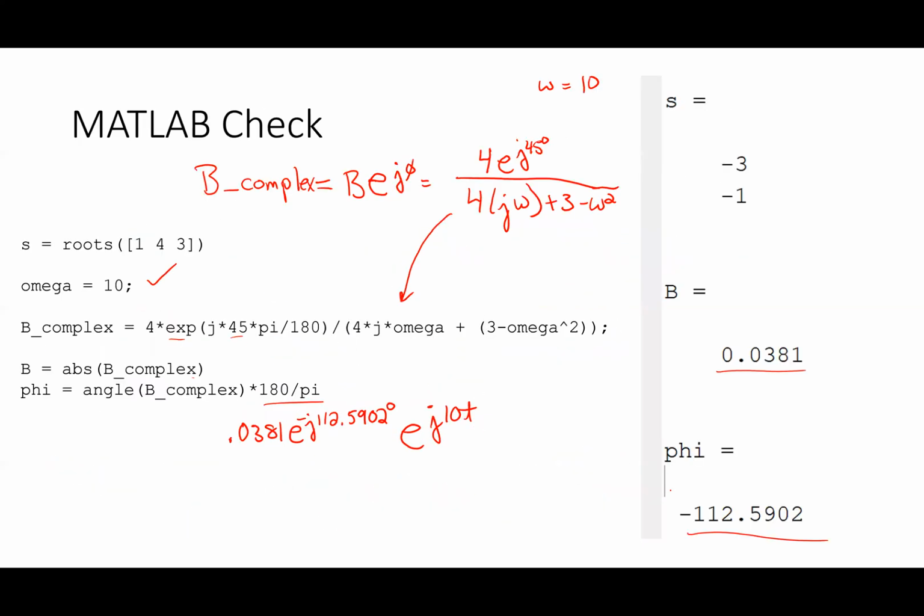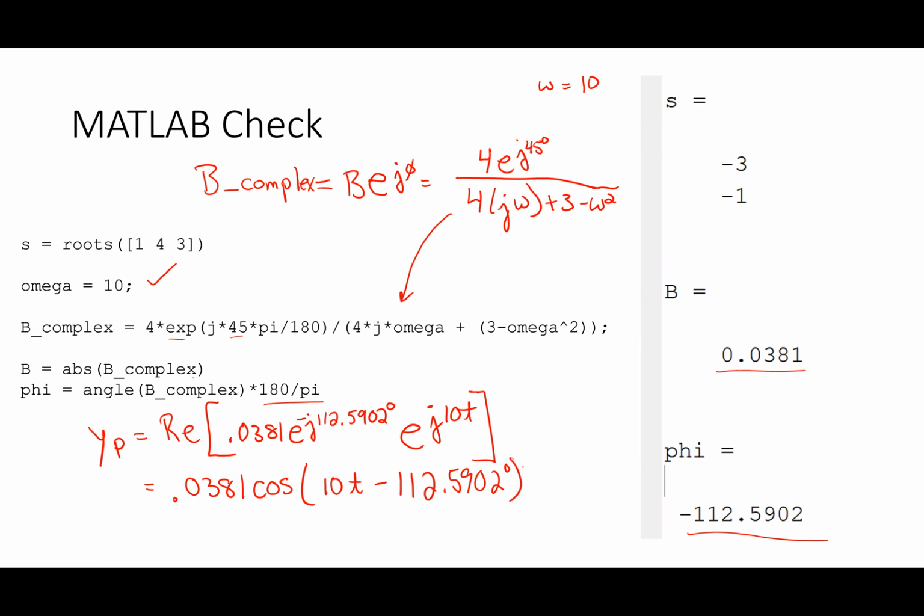So the actual yp is the real part of this expression, which is going to be 0.0381 cosine of 10t minus 112.5902 degrees. Now, I am not going to lug everything around that way. I almost never do. I like putting things in terms of variables. I like to say this is b cosine of omega t plus phi. That way I can't transpose numbers and make tiny mistakes as I move on from here.